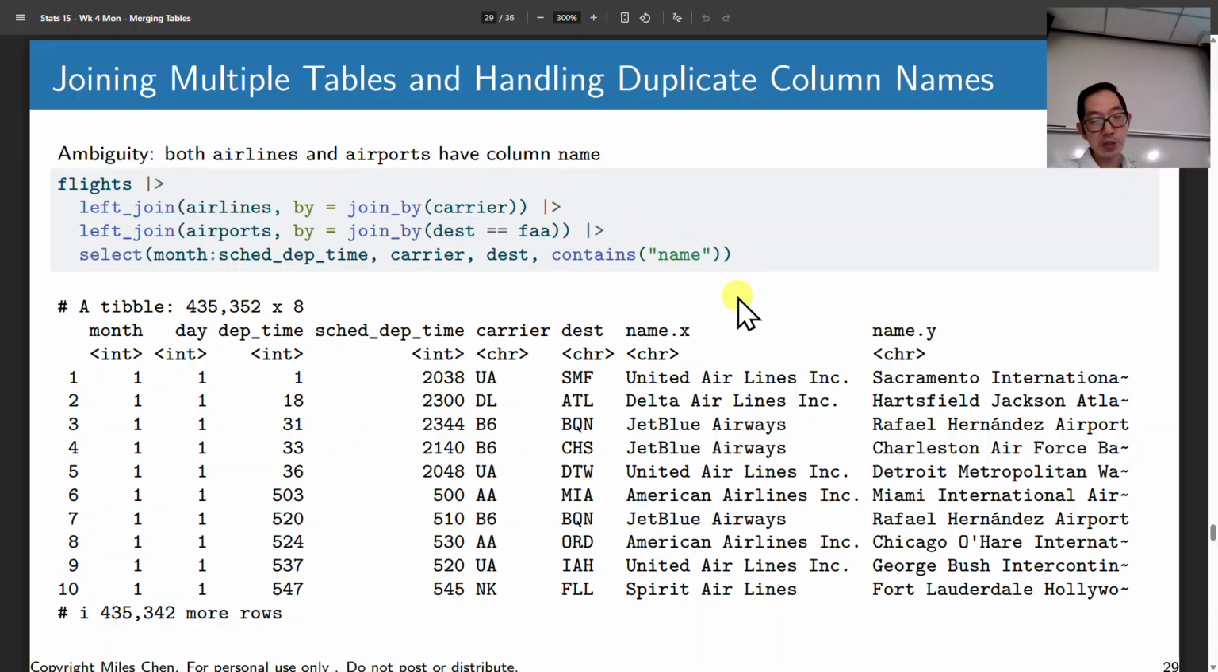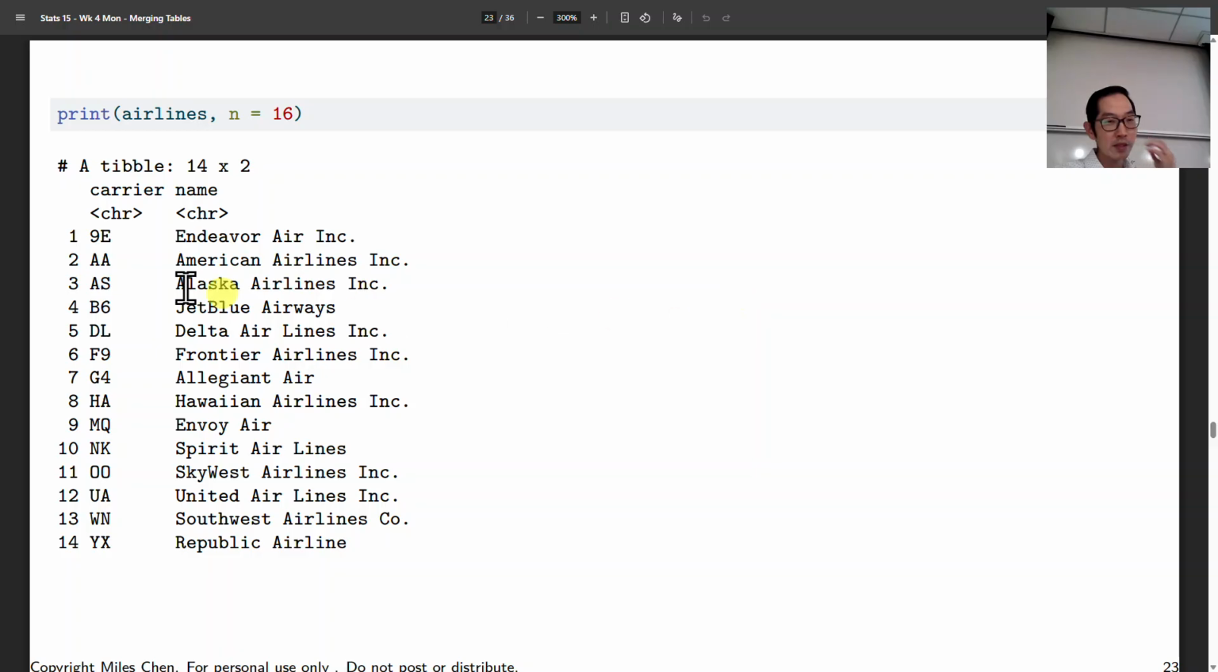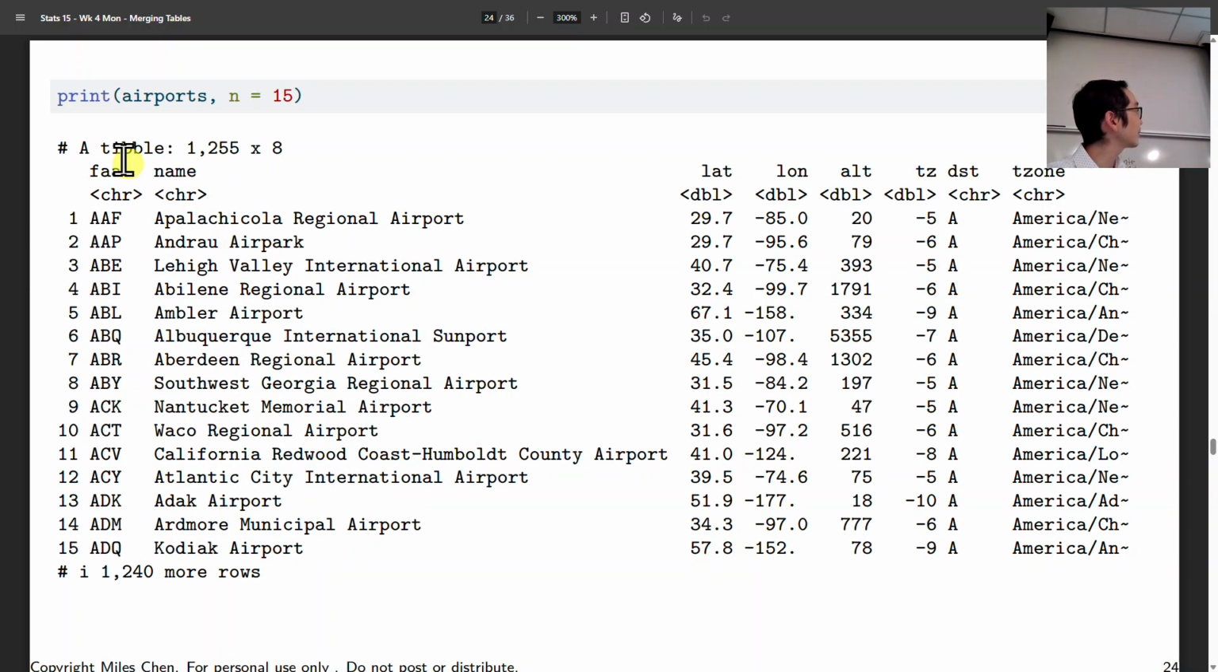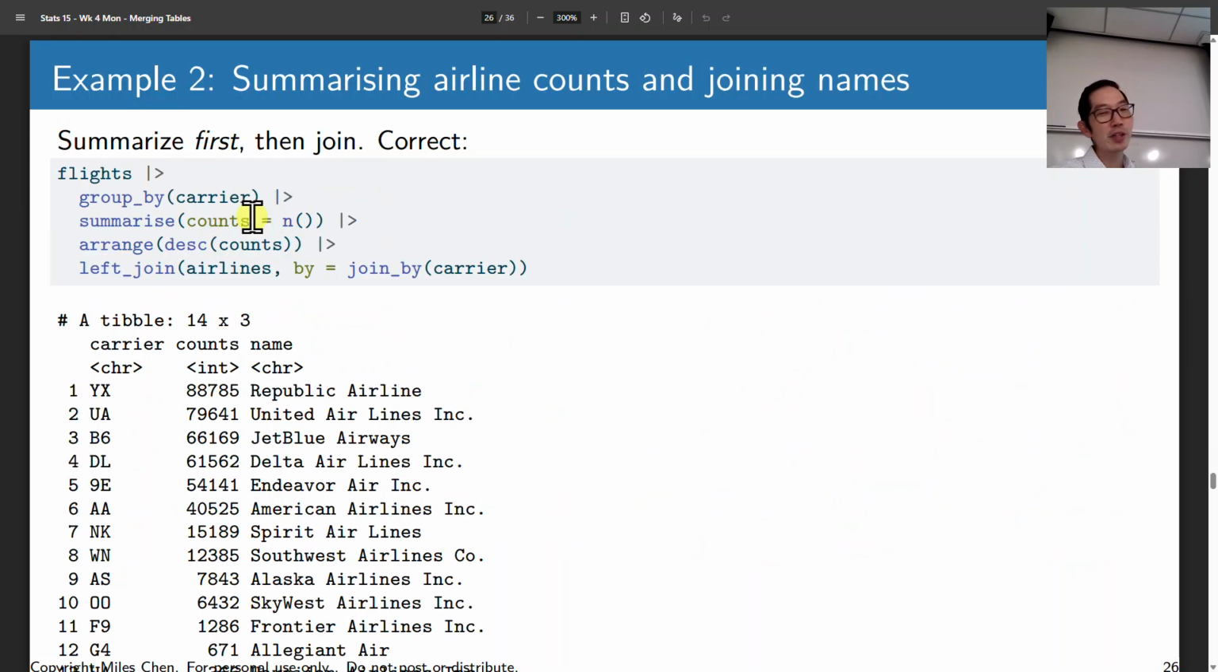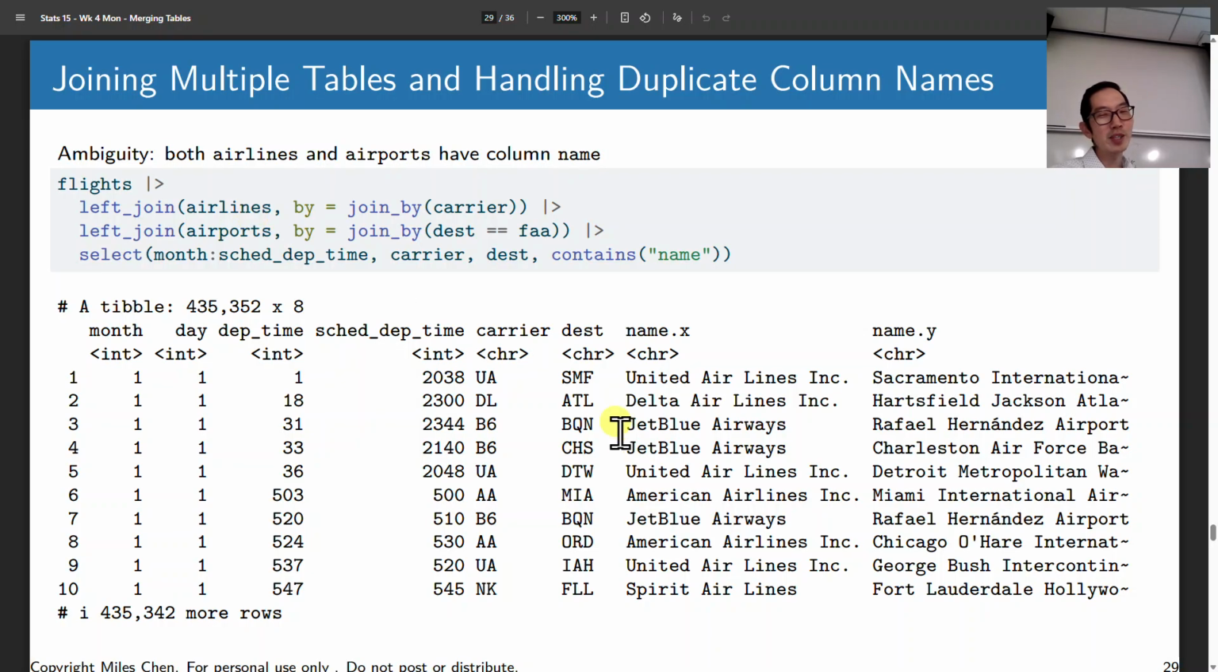Okay. The unfortunate thing is if you look at these tables, for the airlines table, we have the carrier and the name. And then for the airport table, I have FAA code and name, right? So now I have these two columns called name, right? So when we look at the resulting table, and I'm just trying to pick the relevant columns, it's like this flight. So we've got carrier, UA is United Airlines, and we have destination, SMF is Sacramento International, and DL for Delta and ATL for Atlanta.